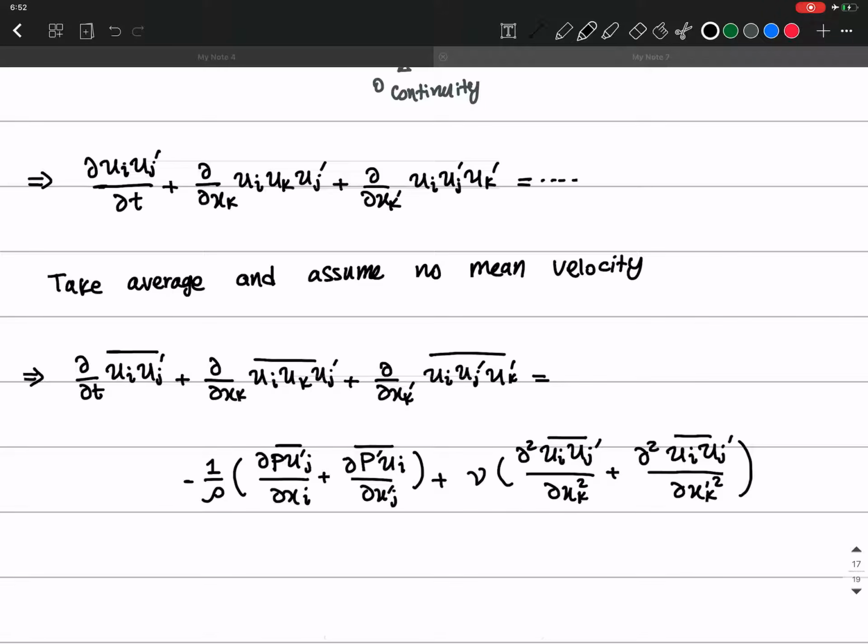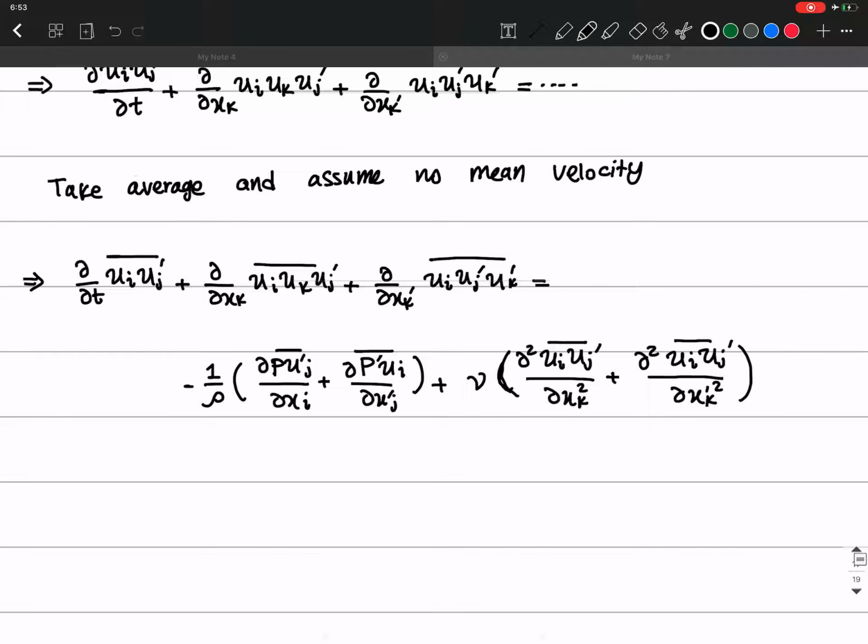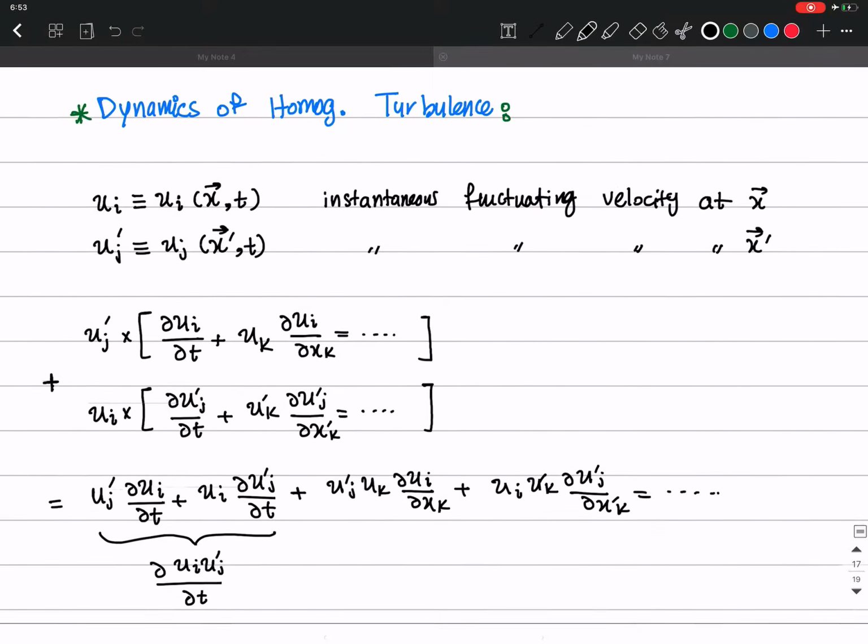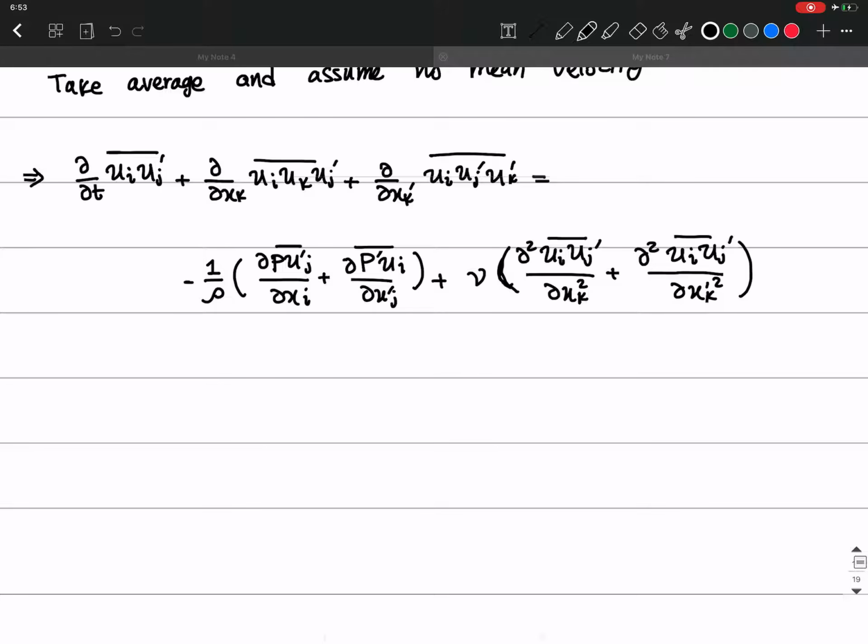Okay, so I didn't go through the right hand side, but if you do the same procedure, you're going to get this term here for the right hand side. Now I'm going to make some assumptions to further simplify this equation. The assumption I want to make is about the homogeneity of the turbulence, so assume homogeneous turbulence.